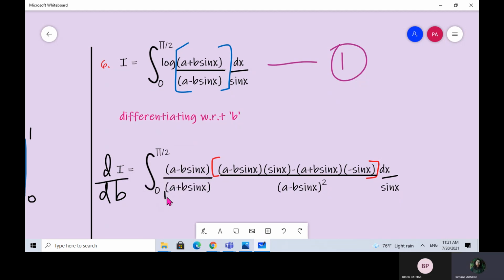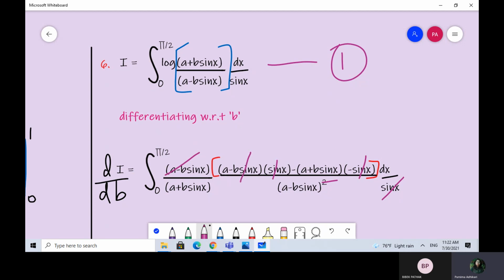After doing this, your function becomes very simplified because sin x comes common and cancels out with sin x. Sin x gets cancelled. In the numerator, a minus b sin x and this power get cancelled. And when you simplify this expression, the b sin x and b sin x also cancel. So you're left with only a few terms, limited terms, easy integration. I'm leaving it here. You can carry on with this.